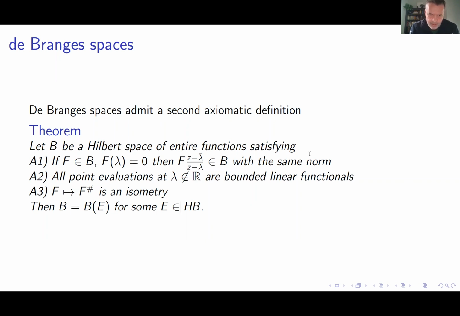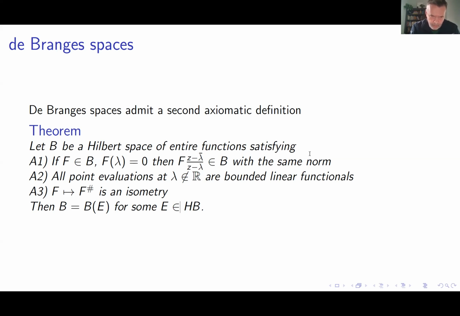The first axiom is that if an entire function f is in B and it vanishes at a point lambda, then you can flip this lambda with respect to the real axis. You can exchange the zero for a zero at the complex conjugate point. So divide by z minus lambda, but multiply by z minus lambda bar. And this new function with this new zero must again belong to the space. So that's the first axiom.